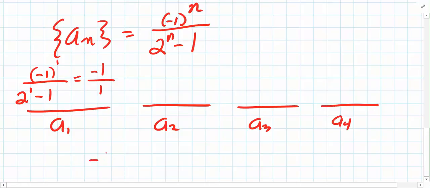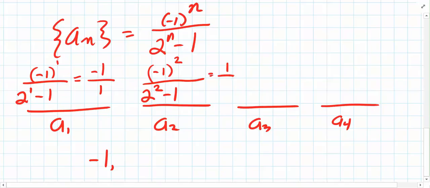Let's move on to the second term. I want negative 1 to the n, where n is now a value of 2, all divided by 2 squared minus 1. What's negative 1 all squared? Positive 1. Very good. 2 squared is 4. 4 minus 1 is 3. So this is a third. So the next term of my sequence is a third. Notice it's a different sign. Okay, let's do the third term.